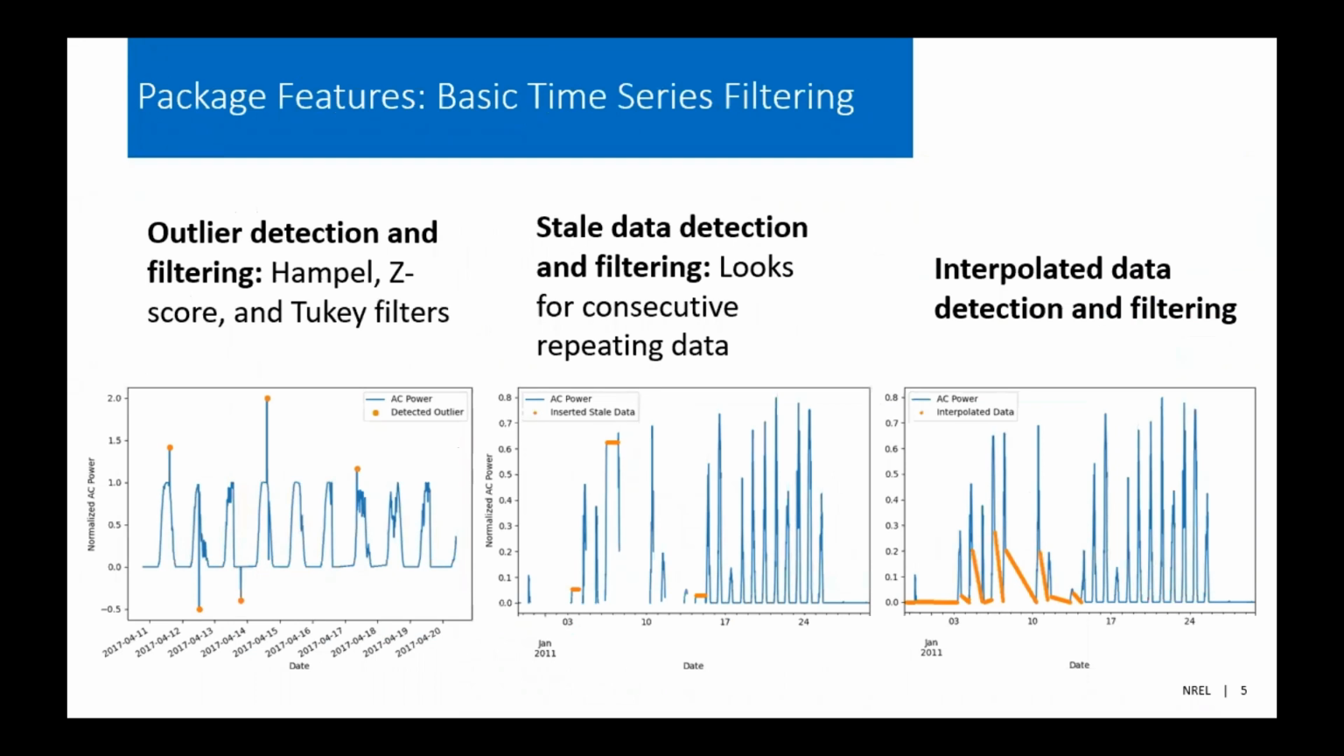And then next, we have an interpolated data detection algorithm. So this essentially is handling situations where, let's say, your data goes out and your data system interpolates for that whole blank period. You might not want that data in there. So we've got a function for detecting those interpolated data periods, and then you can mask it and filter it out.